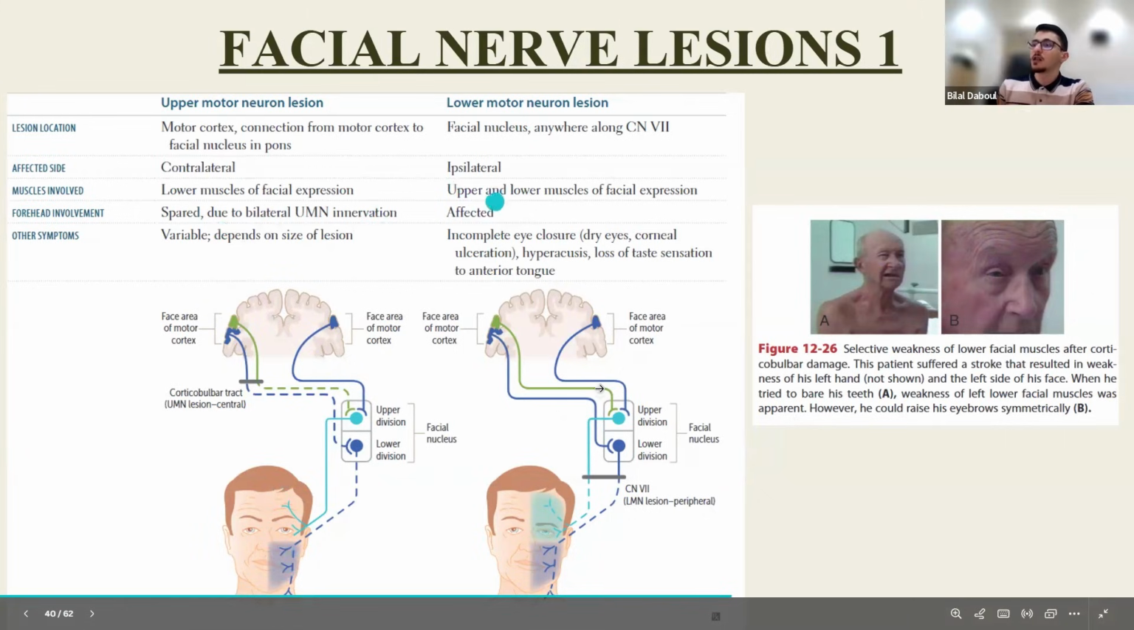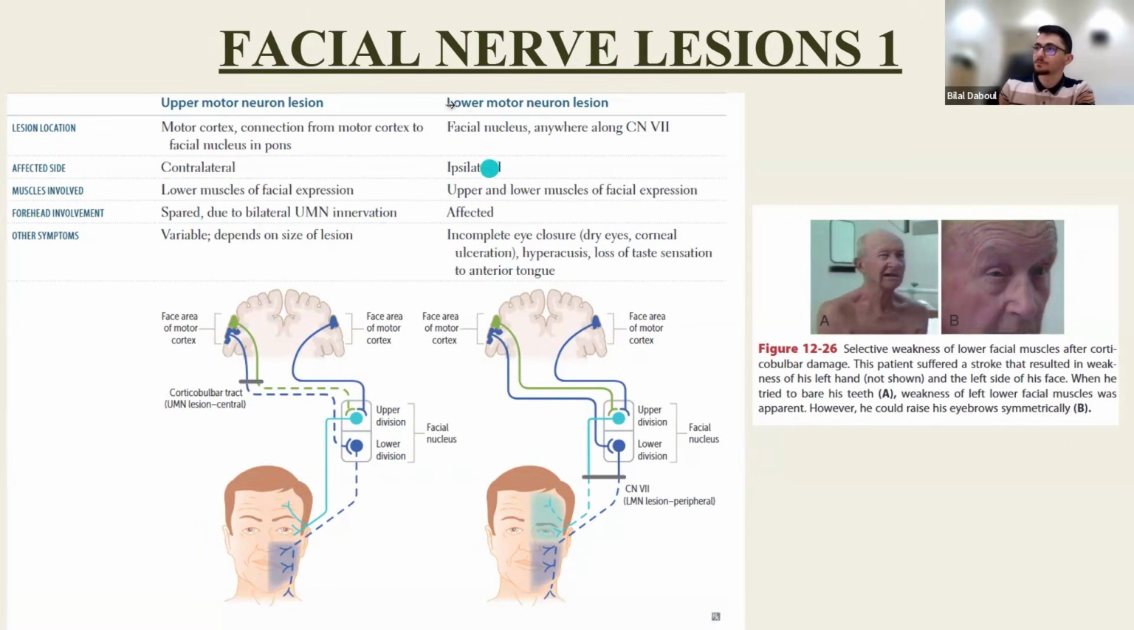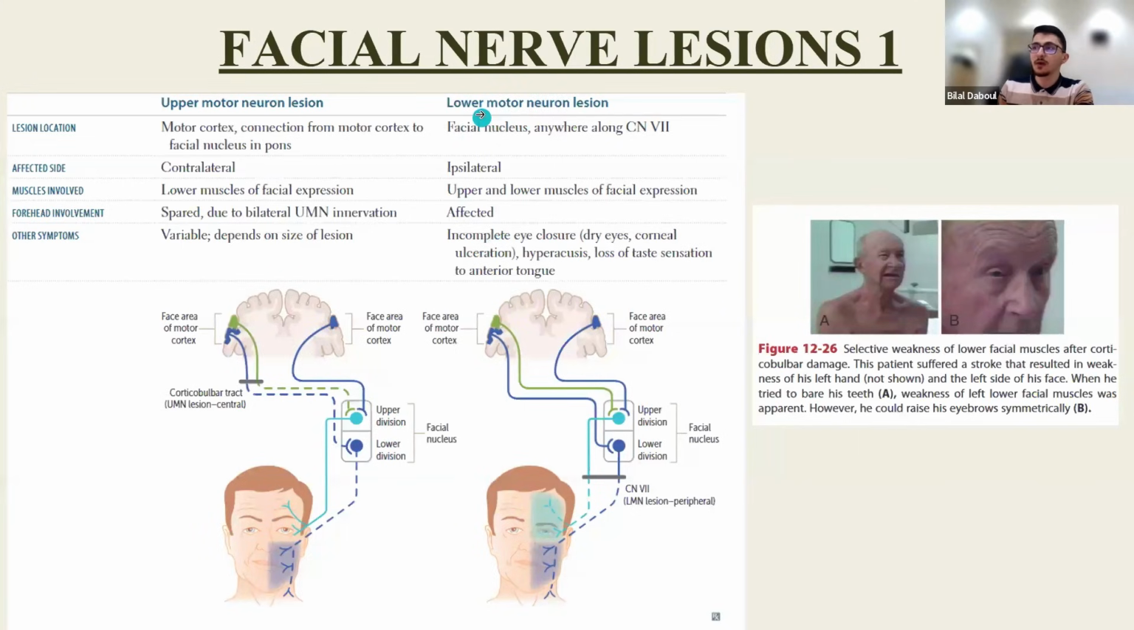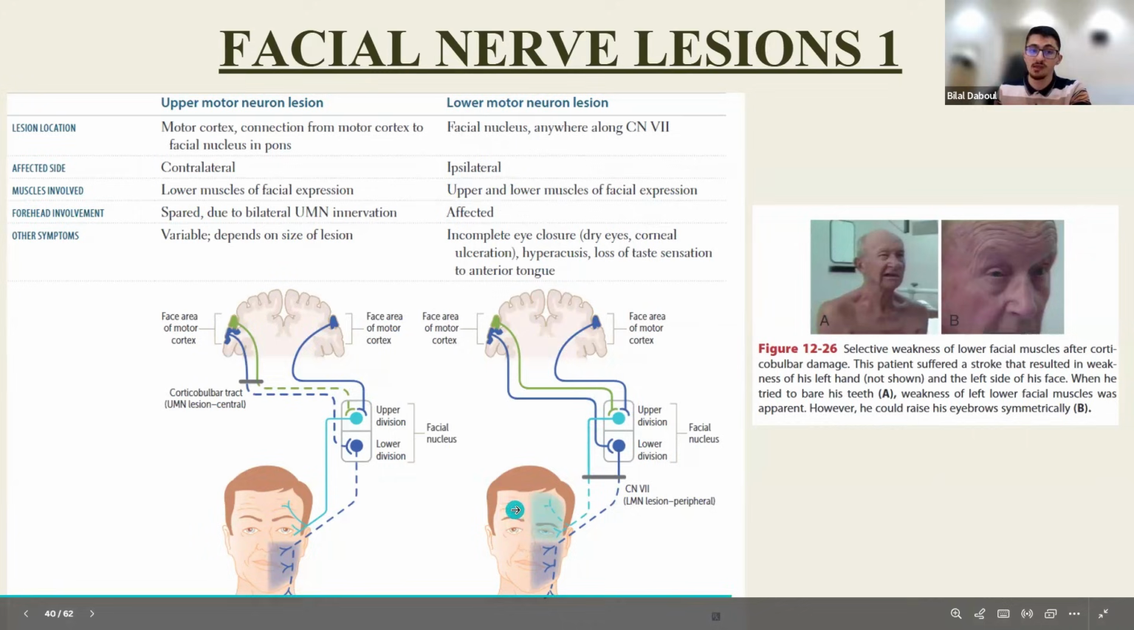I'll start with the lower motor neuron lesion because it's simpler to explain. It's similar to what I discussed here. Again, it's involving the facial motor nucleus completely, both the upper and the lower divisions. This leads to ipsilateral facial hemiparesis, meaning the whole half of the face is involved, because both upper and lower muscles of facial expression are paralyzed. It's an LMN lesion. The forehead is affected in lower motor neuron lesions. So if you ask the patient to raise his eyebrows, he would only be able to raise his eyebrow on the unaffected side.